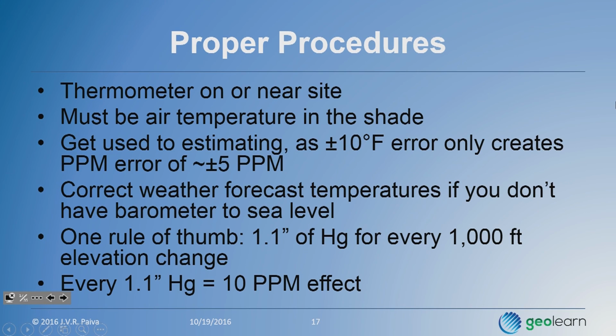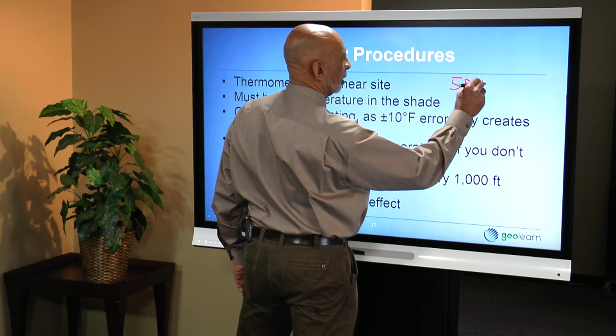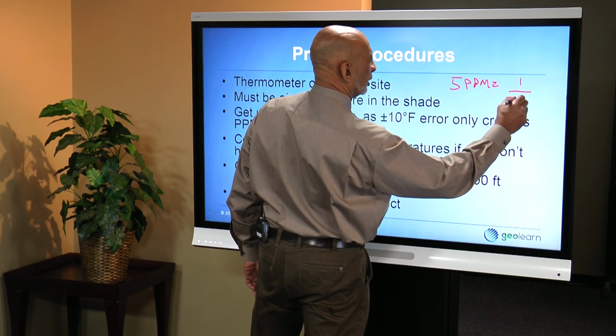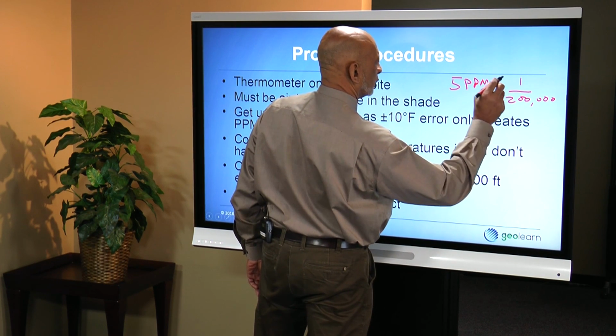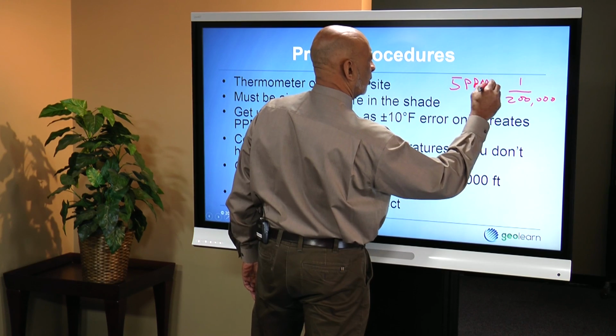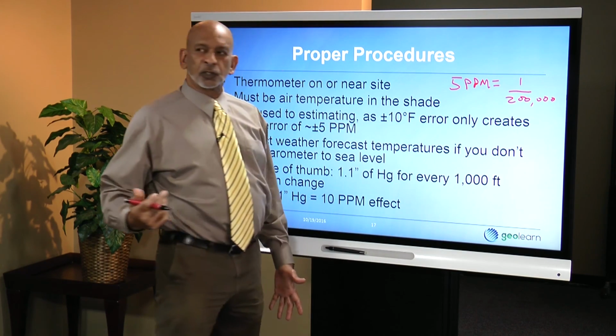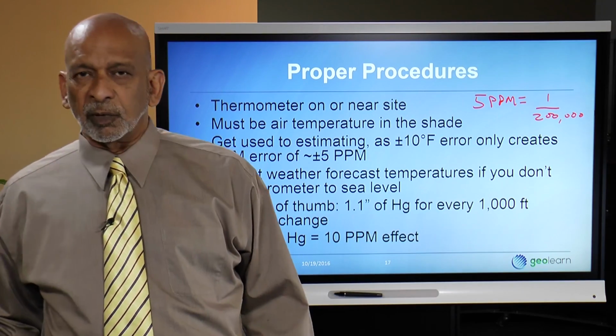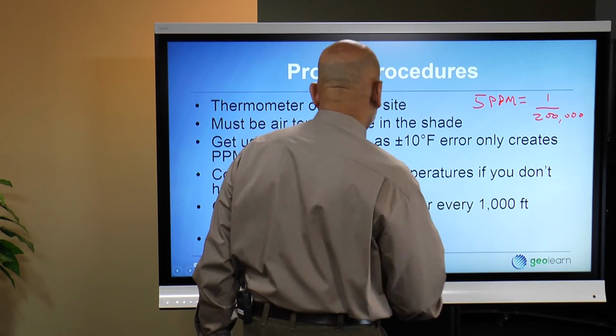I often tell people, with respect to the temperature, get used to estimating temperature, and if you can hit it plus or minus 10 degrees Fahrenheit, the error is only plus or minus 5 parts per million. And if you remember how this works, 5 parts per million converts to 1 part in 200,000, which is often much less of an issue than many of the other issues you might have in your survey that will cause the precision to drop way below that.